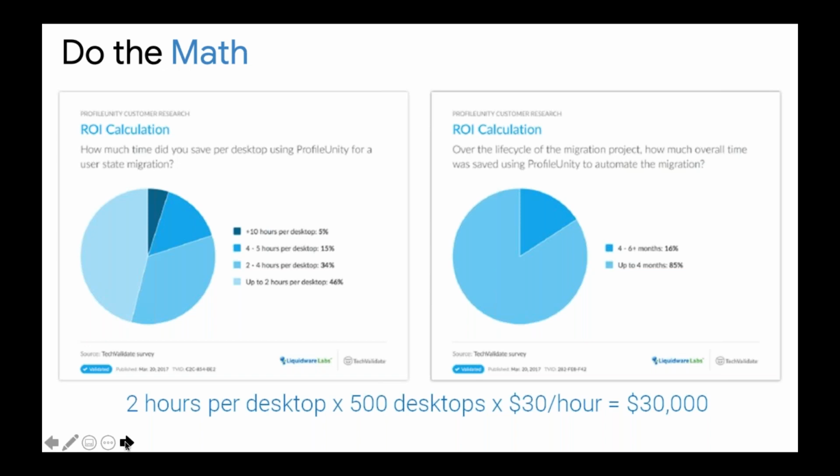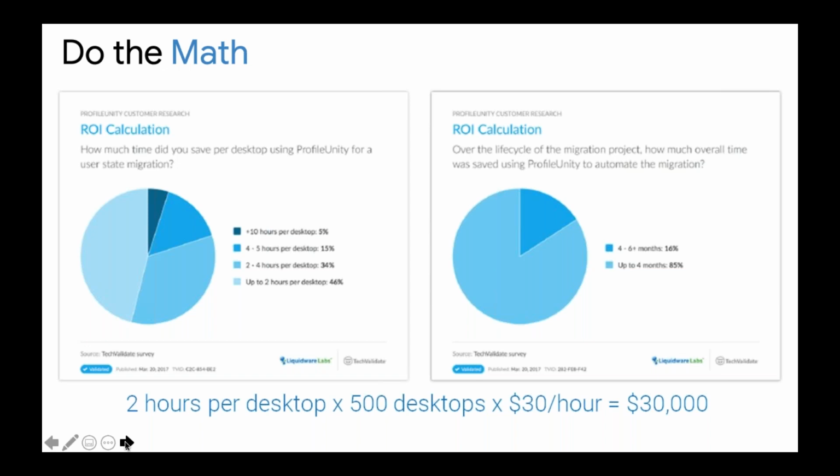If you look at how ProfileUnity and FlexApp can help with the migration or moving to the cloud, the two numbers that strike me is that most users have experienced at least 2 hours saved per desktop in actual migration time in terms of FTE time and money. So it reduced the actual time spent to do the migration on average by at least 2 hours. So you can see here, 500 desktops, $30 an hour, that's $30,000 saved just on that.